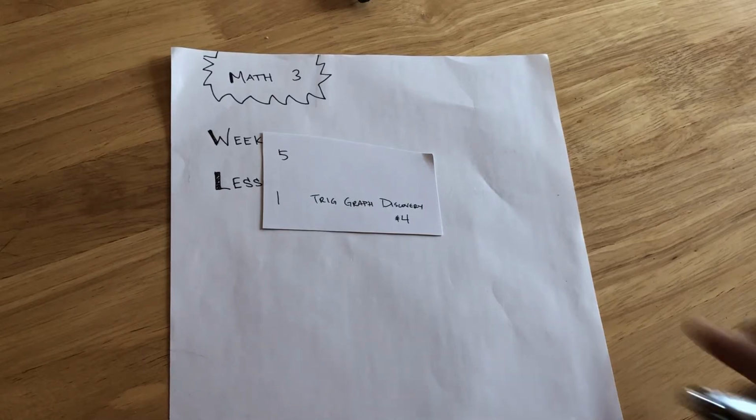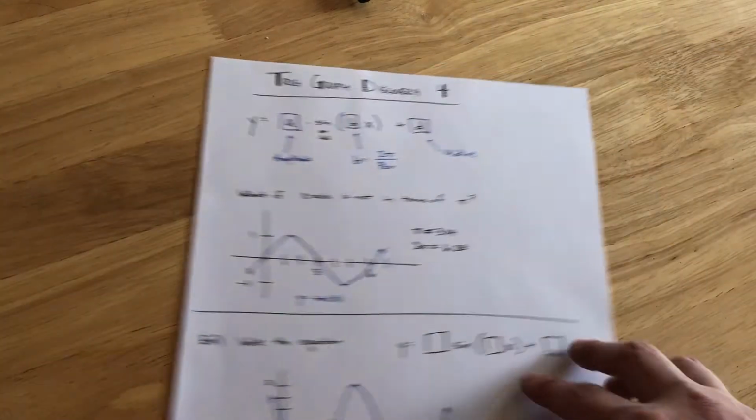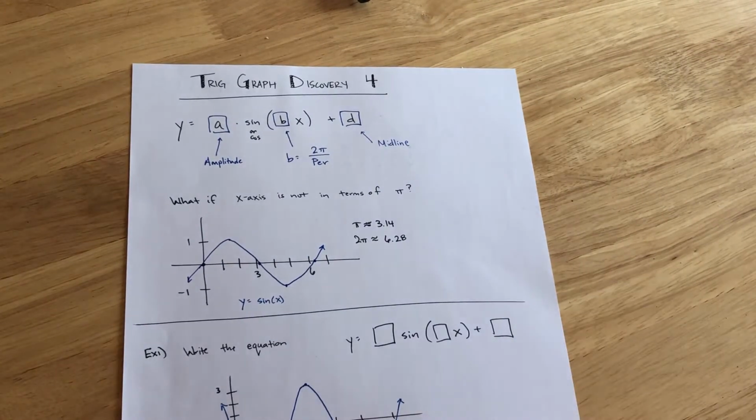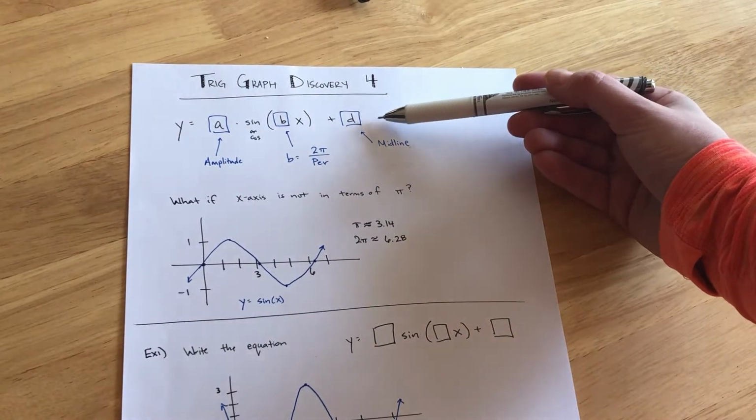Welcome Math 3 students, this is your week 5 lesson 1 and it's all about trig graph discoveries. You might recall that we did some trig graph discovery last week and we are going to continue working on that today. So this is trig graph discovery number 4. Just a real quick recap on the equation that we're working with here.